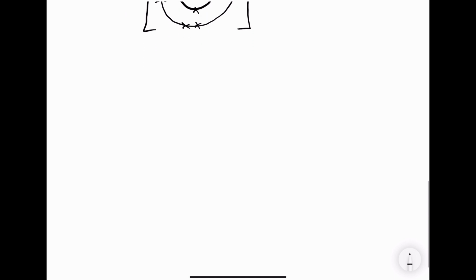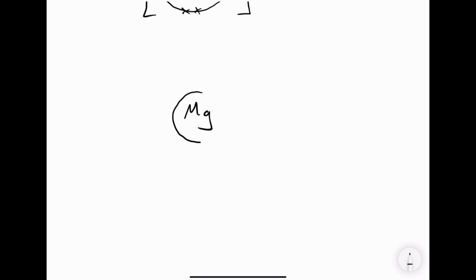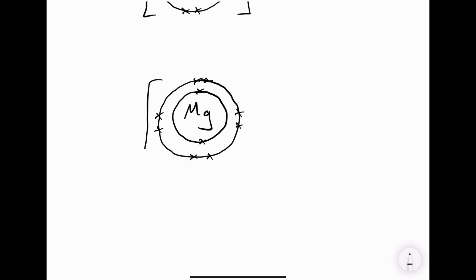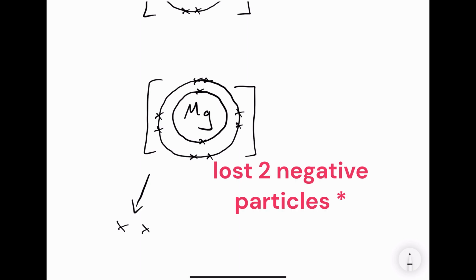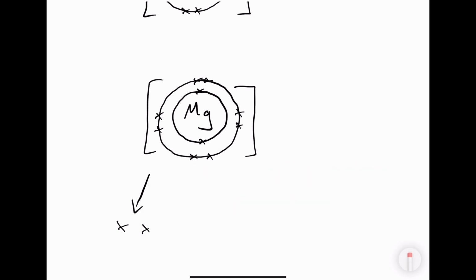What about if it loses or gains more than 1 electron? So magnesium has 2 electrons in its outer shell. If it loses both of those, it would form an ion that looked something like this. Now magnesium has lost 2 electrons, which means it now has 2 positive particles that don't have a negative charge to cancel them out. So magnesium would have a charge of 2 plus.